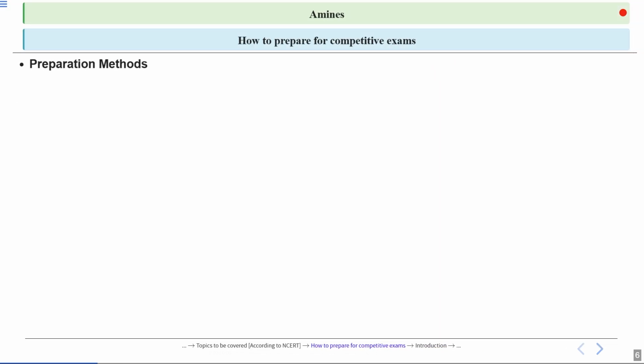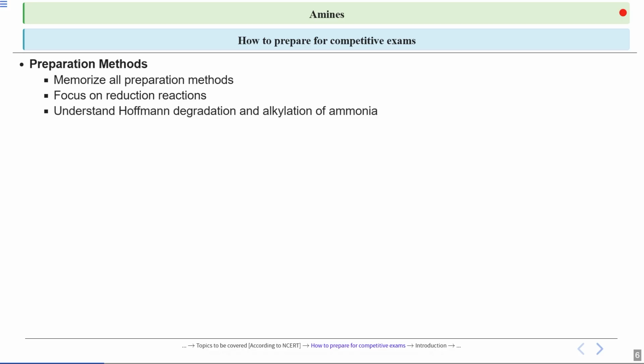Now, here are some preparation methods. First, you need to memorize all the preparation methods for amines. This means knowing each method by name and being able to recall the basic steps that are involved. Next, you have to focus on reduction reactions. You need to understand Hofmann degradation and alkylation of ammonia.